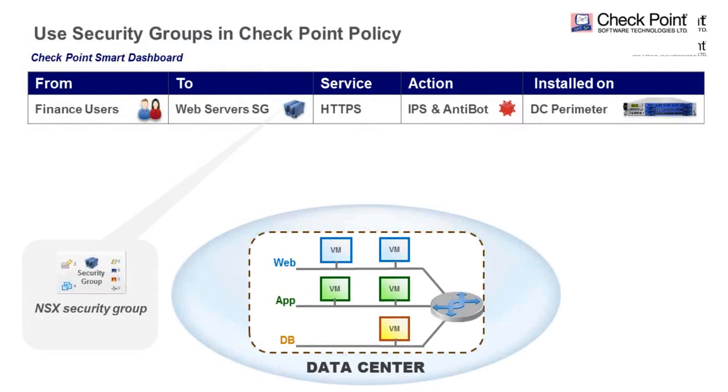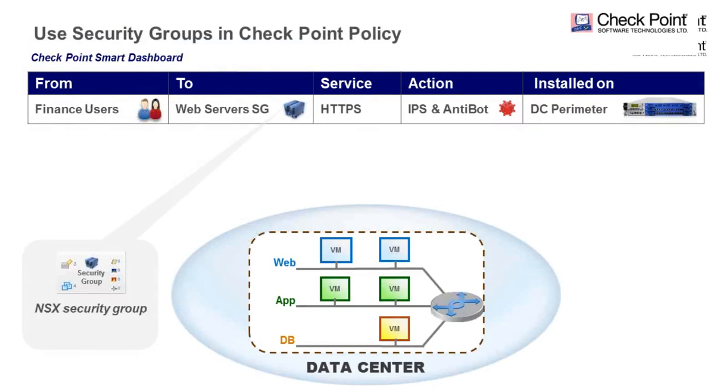Here in this particular policy, we have finance users. So this is taken directly from identity awareness, which gives us the mechanism to take objects directly from our Active Directory server into our Checkpoint policy. So within Active Directory, we have a group called finance users, and therefore we are leveraging those same users.